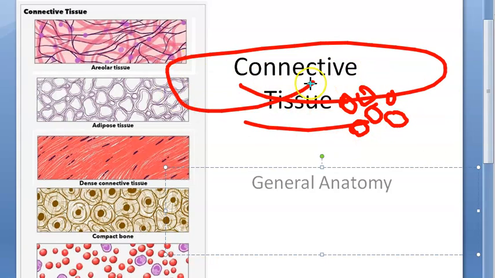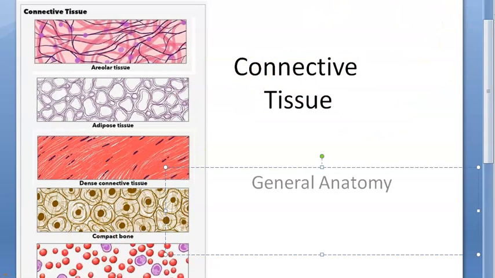Now, what is connective? Connective means it connects something, right? It connects or it can support something. It is protecting something. So, that is connective tissue. It's a very, very generic term, guys.